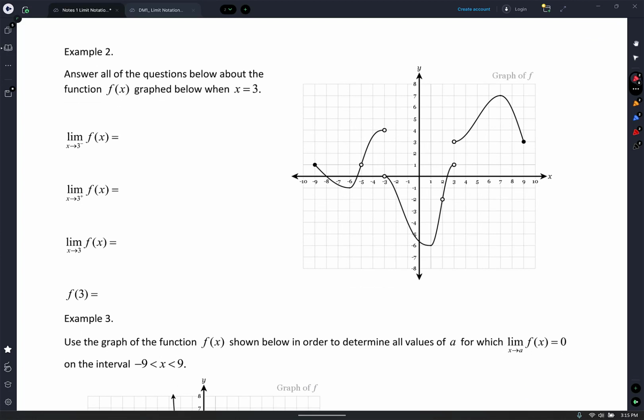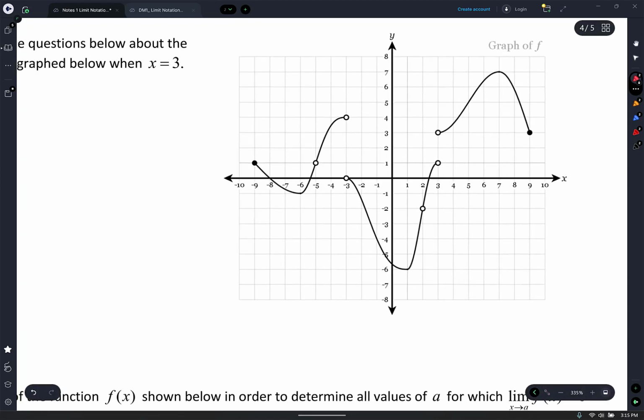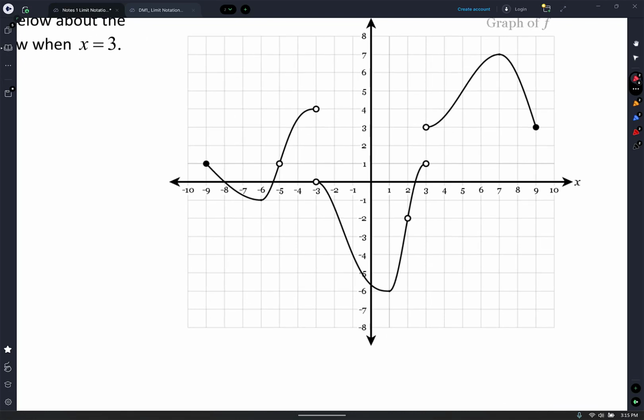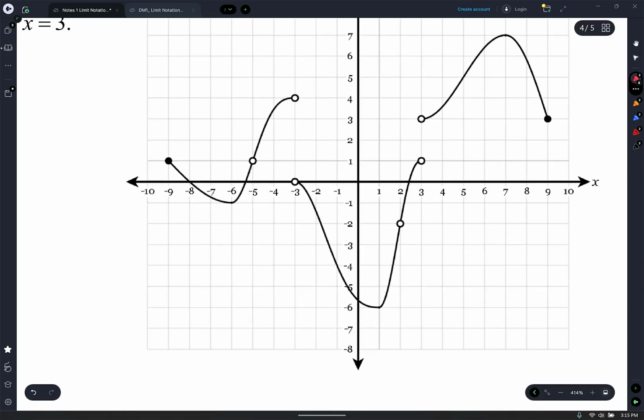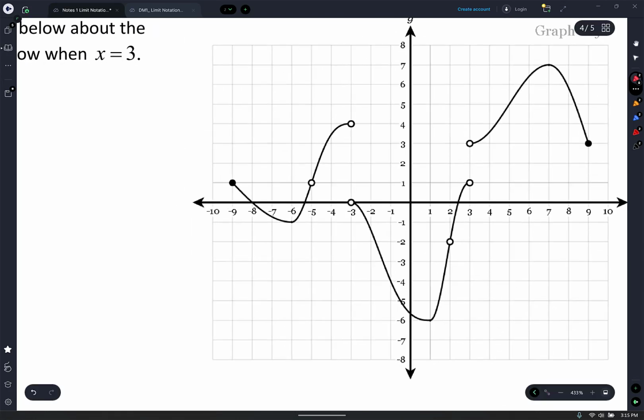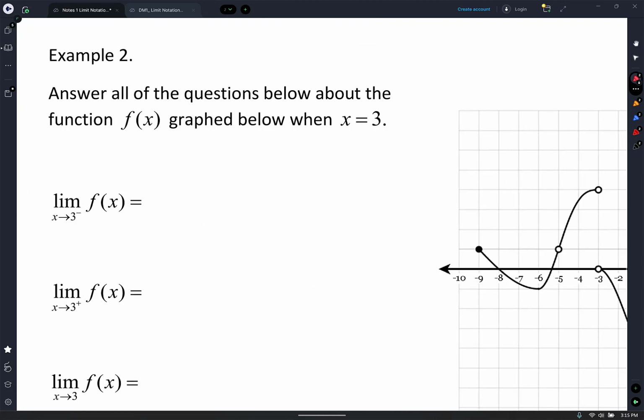All right, here we go, guys. You ready? This one says limit as x approaches 3 from the left-hand side. So I'm looking at 3, and I'm focusing on 3. If I approach 3 from the left-hand side, what does that y value look like to you? 1. Perfect. Put a 1 there.